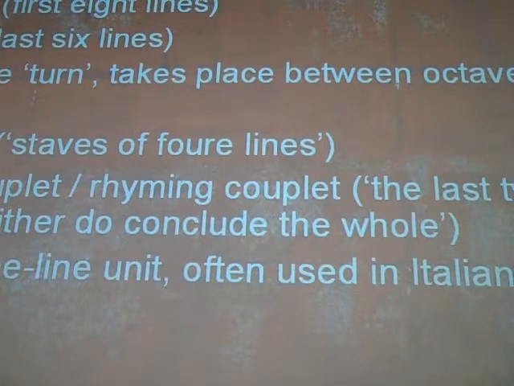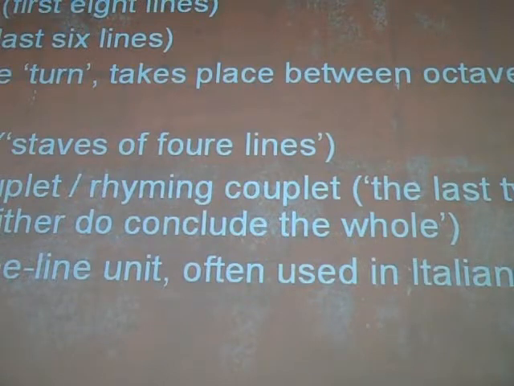Or if the first 4 lines begin with when and the second 4 begin with when, the 9th line might begin with then. Again, we'll see this. So there are first 3 bits: octave, 8 lines; sestet, 6 lines. In between the two, you have this volta. The reason as to why the volta exists is open to question.